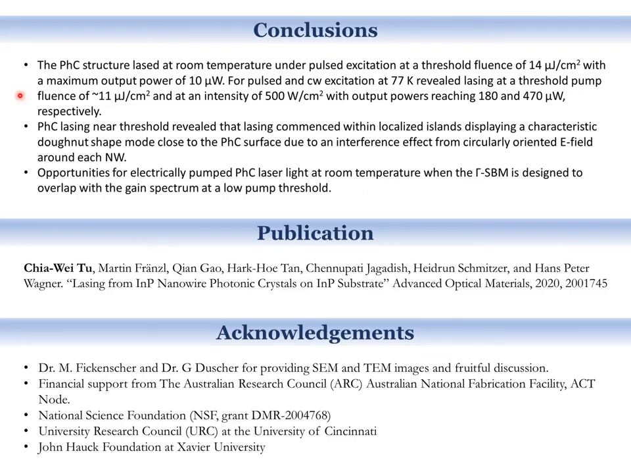Conclusions: we reach a maximum of 470 microwatt output lasing at pump fluence of 11 microjoules per square centimeter. Photonic crystal lasing near threshold reveals that lasing commences with a localized donut shape mode. Opportunities exist for electrically pumped photonic crystal laser light at room temperature when the gamma slow Bloch mode is designed to overlap the gain spectrum at a low pump threshold.